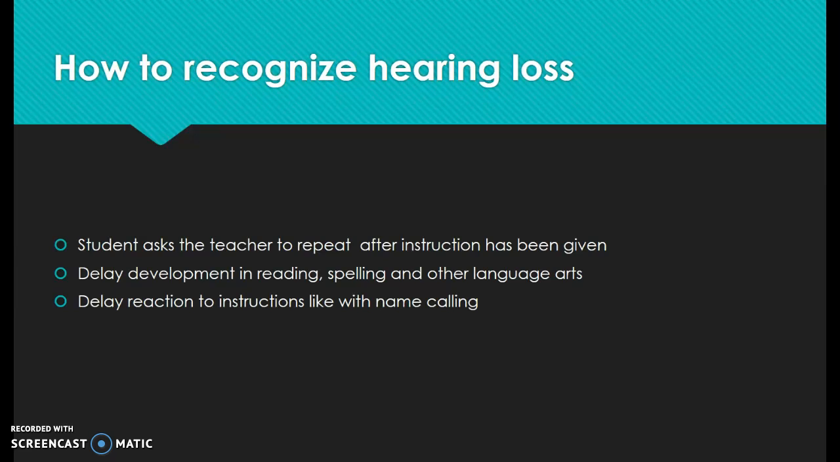Now we're going to talk about how to recognize this in students. The first thing we need to do is look for those students that are asking the teacher to repeat what they're supposed to be doing. If a student is like, hey teacher, what am I supposed to be doing? And you just went on for 5 minutes about what they're supposed to be doing, that could be a sign of hearing loss. They're just not recognizing and understanding everything that you're saying, which can cause some confusion.